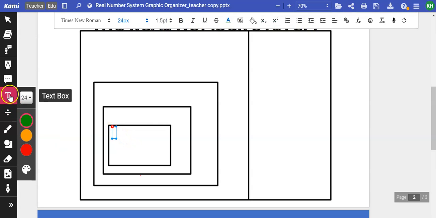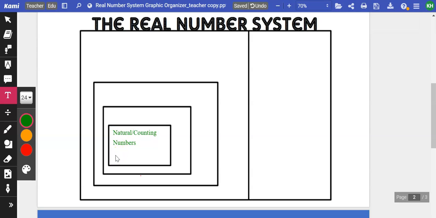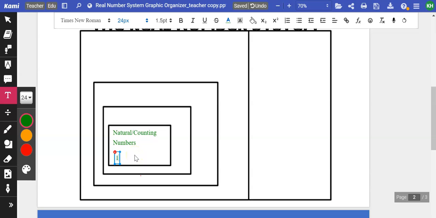You're going to grab a text box. I'm using size 24 and I'm using the color green. I chose the color green because green makes me think of natural things like trees and plants. The natural or counting numbers include the basic numbers that you count with, like 1, 2, 3, 4, 5, etc. You get the idea. So natural counting numbers are simplistic.